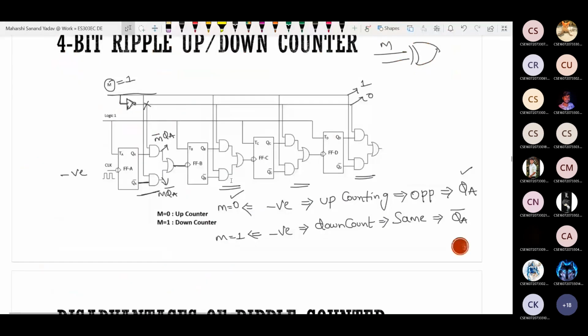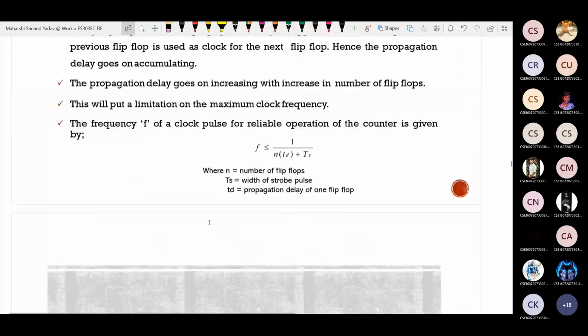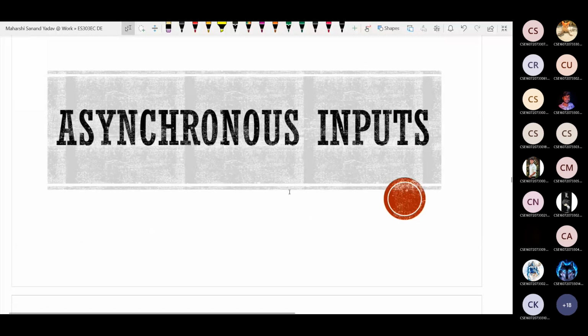So done. This is all about asynchronous counters. Asynchronous up is over, asynchronous down, asynchronous up down. Now the last concept which is left is the modulus counter, asynchronous. Before understanding that one, there are some special kinds of inputs you need to know, called asynchronous inputs.